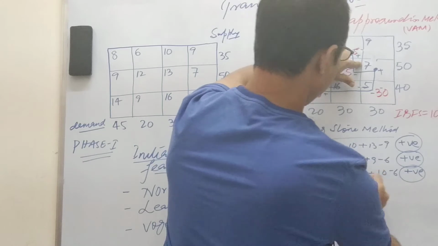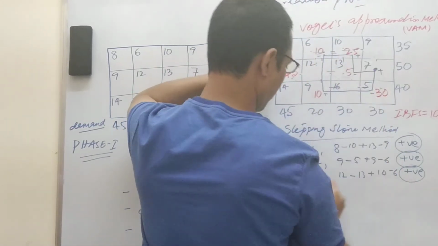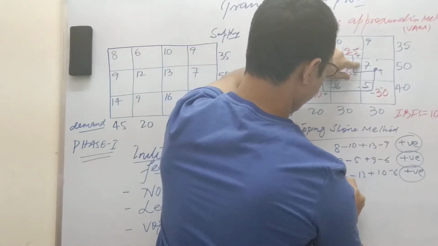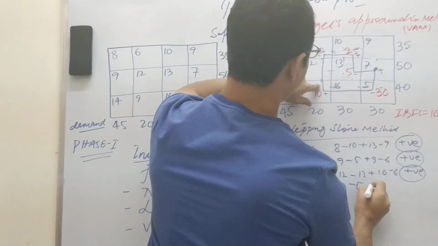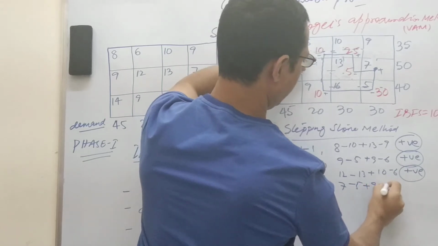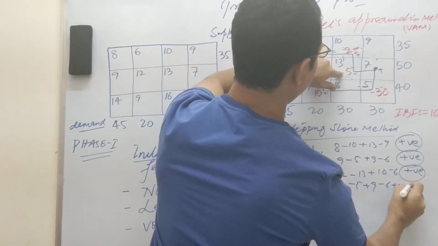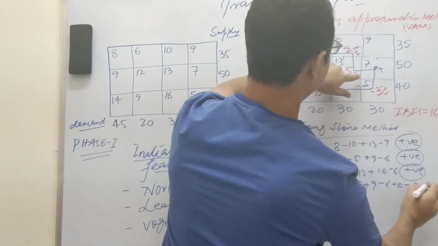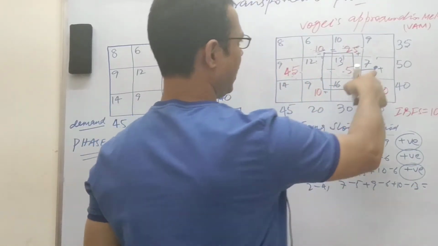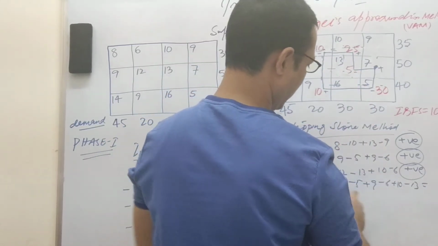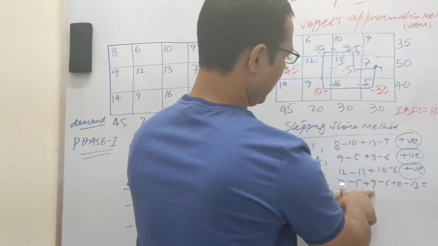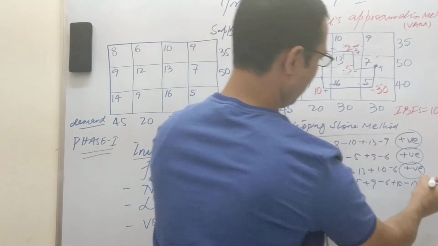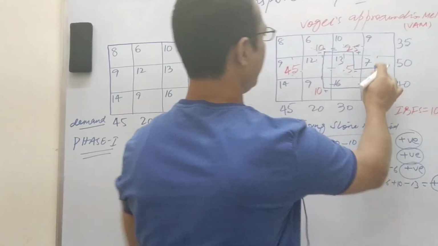So now at which cell are we going to check? Second row, fourth column. So here, cost is 7 minus 5 plus 9 minus 6 plus 10 minus 13, minus 13. 7 plus 10, 17. 17 plus 9, 26. And this one, positive. So the result here is also positive. So we cannot move to this particular cell.